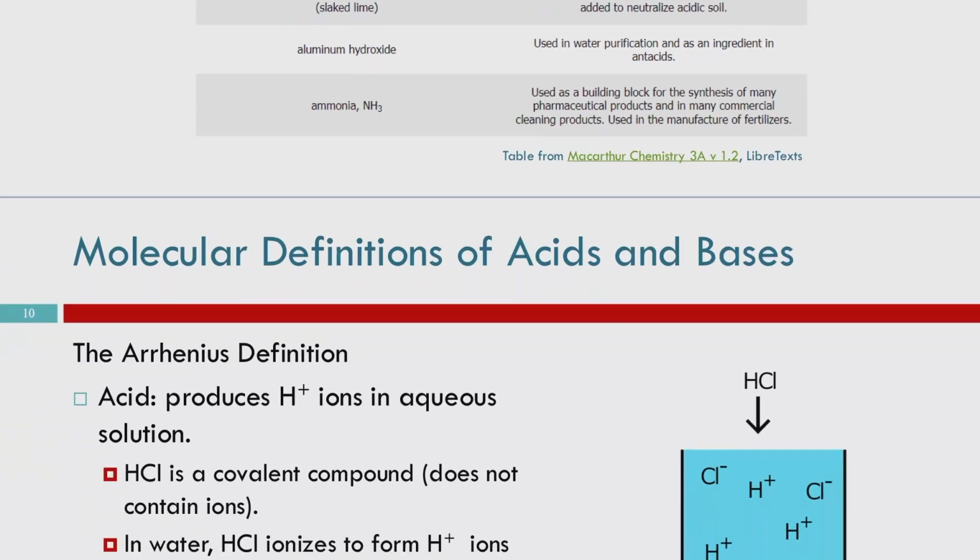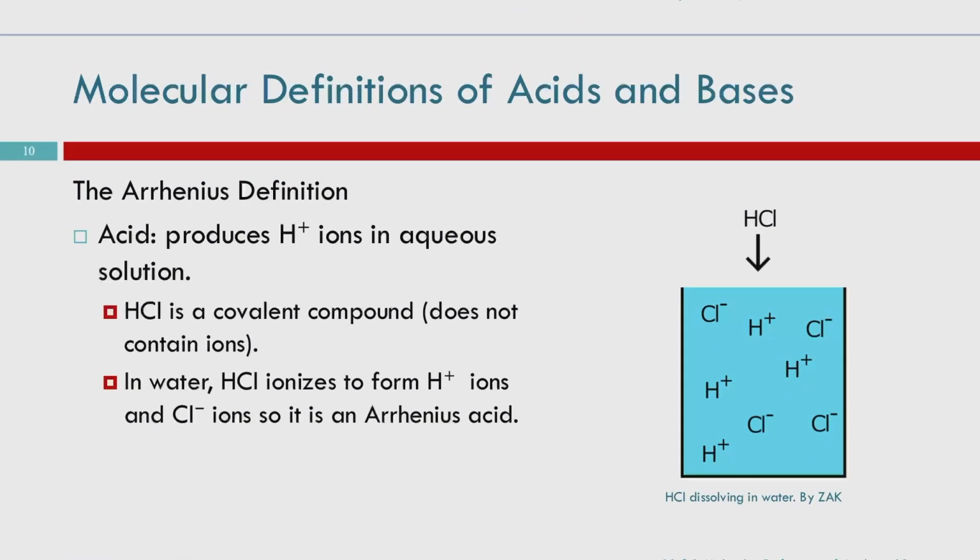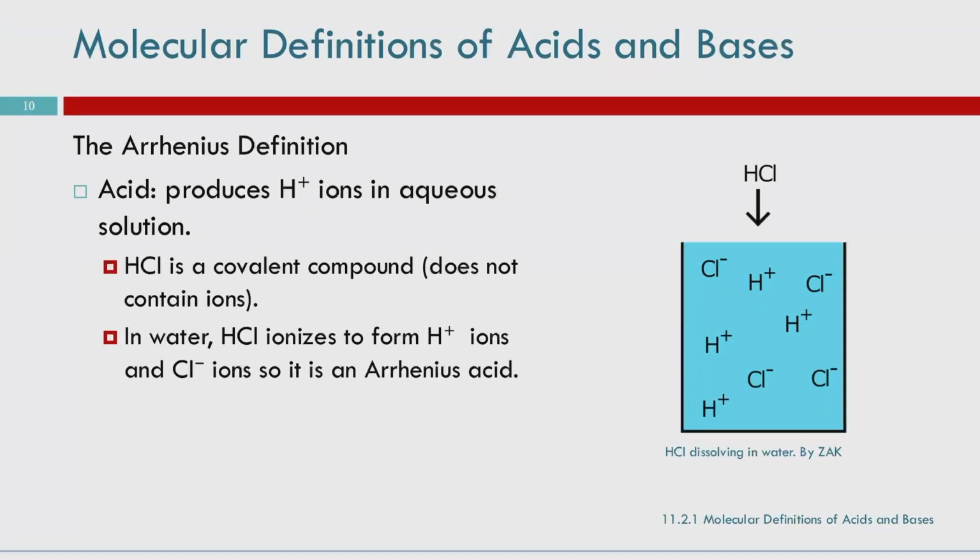How do we define acids and bases? We've got this definition from Svante Arrhenius. The Arrhenius definition. You'll want to know the Arrhenius definition. For acids, this is that it produces H+ ions in aqueous solution. Right, aqueous solution meaning that water is our solvent or our majority component.